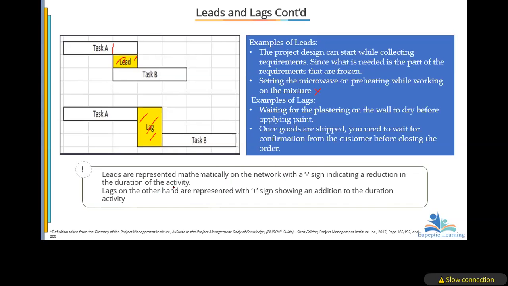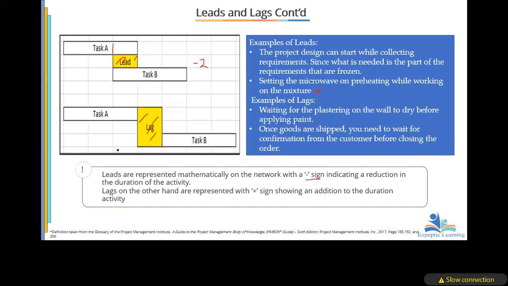Now, this is where I want you to look carefully. Mathematically, on the network diagram, leads are represented with a negative sign. Now, what does it mean? We are looking at the impact of that on the project schedule. If we have a lead of 2 days, that means that we actually have reduced the duration by 2 days.